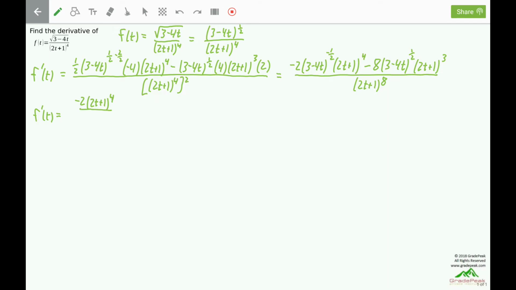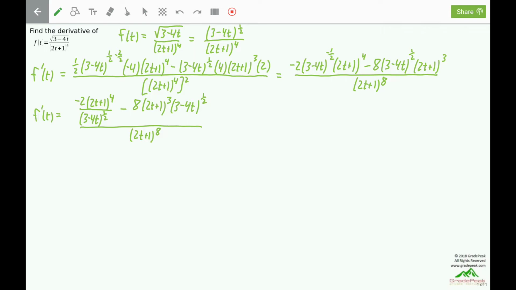but I will have a 3 minus 4t to the positive 1/2 in the denominator. I have -8. I have a 2t plus 1 to 3. I'll write that one first, and then the 3 minus 4t to the positive 1/2 second. And then all of this is over 2t plus 1 to the 8th power.